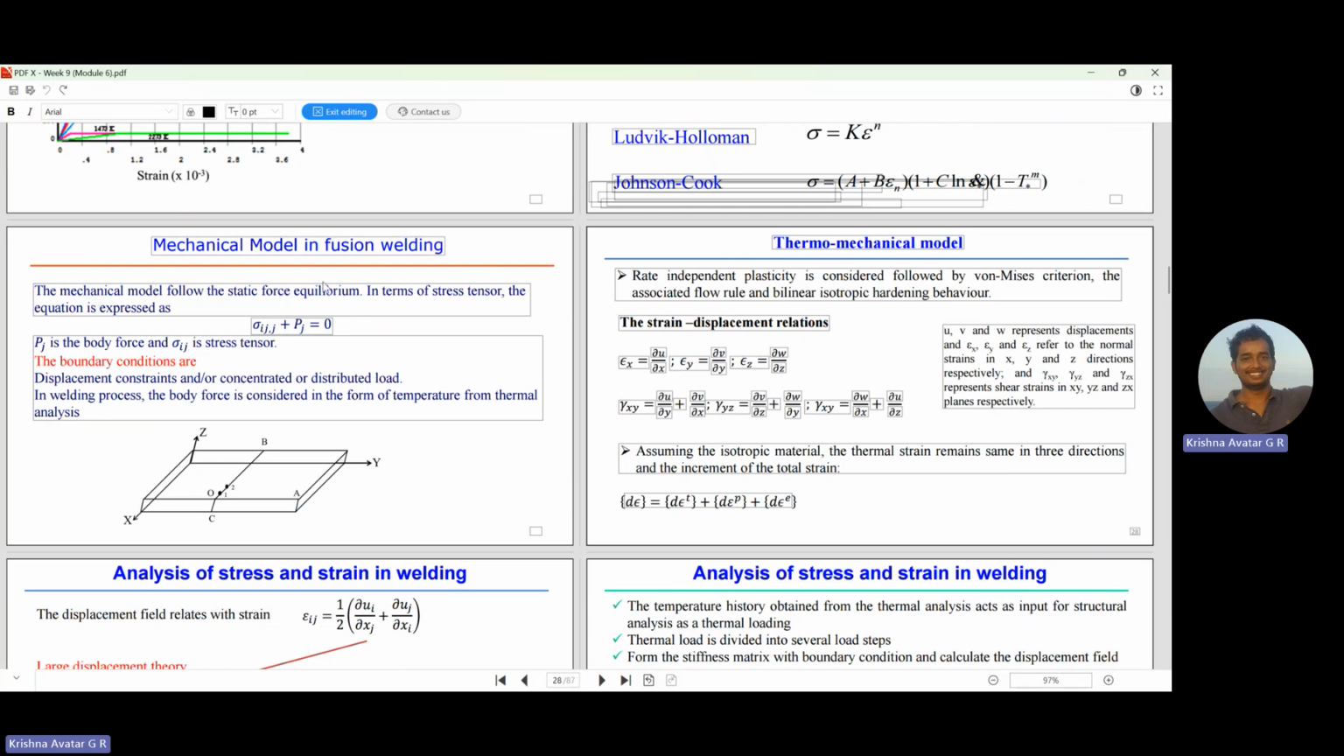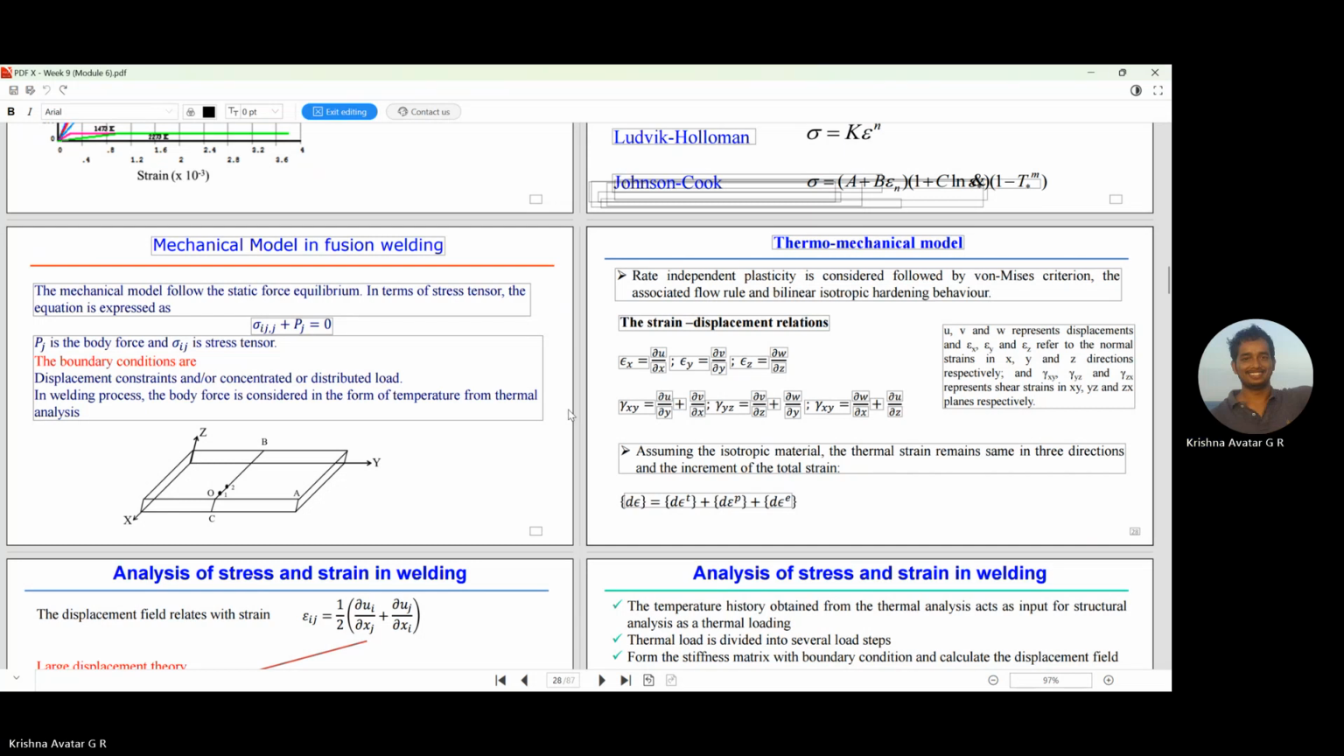Now we come to the mechanical model in fusion welding. The mechanical model follows the static force equilibrium in terms of stress tensor. The equation is expressed as sigma ij comma j plus pj is equal to 0. So pj is the body force and sigma ij is the stress tensor. And the boundary conditions are displacement constraints and/or concentrated or distributed load. And in the welding process, the body force is considered in the form of temperature from thermal analysis, isn't it?